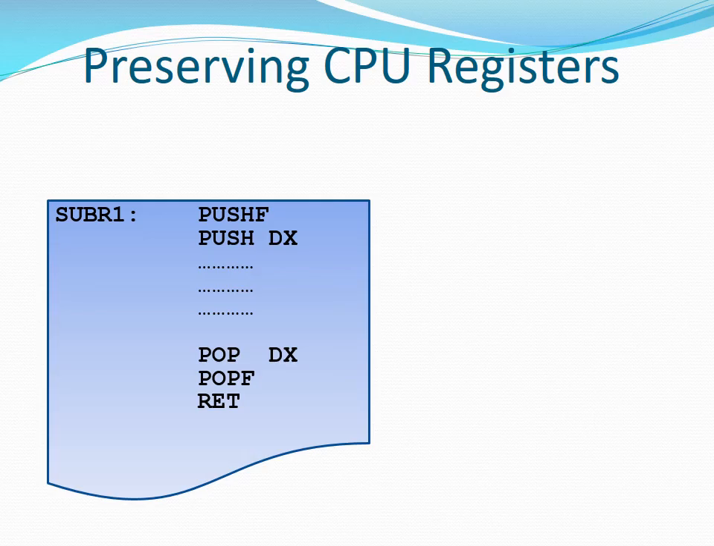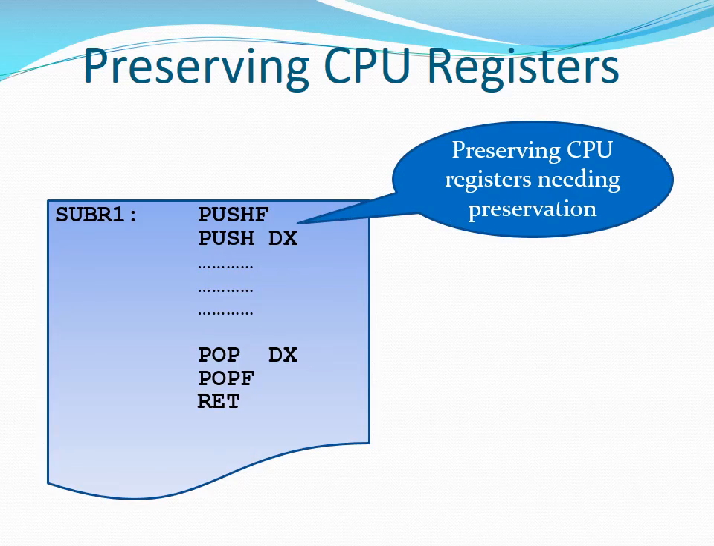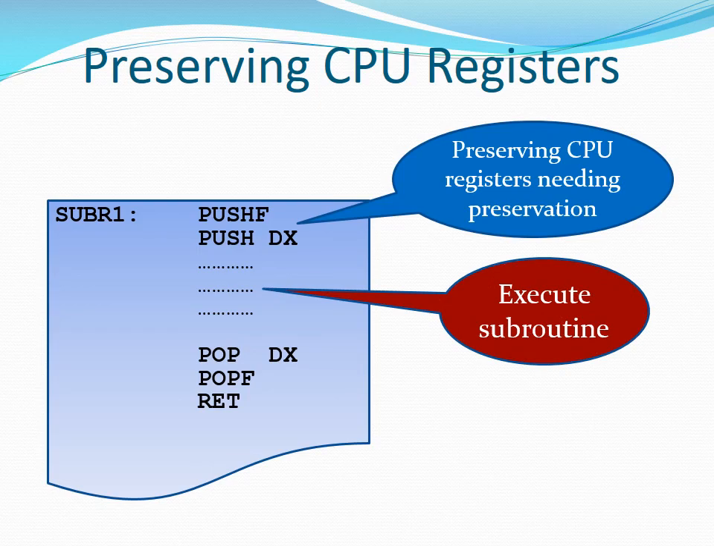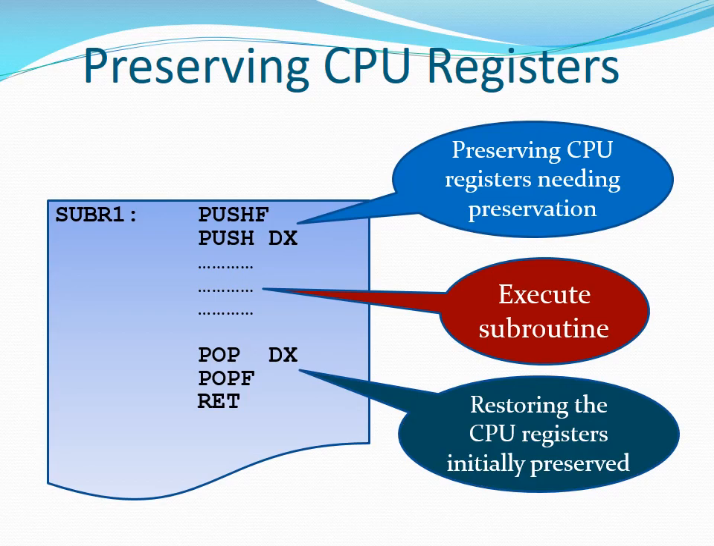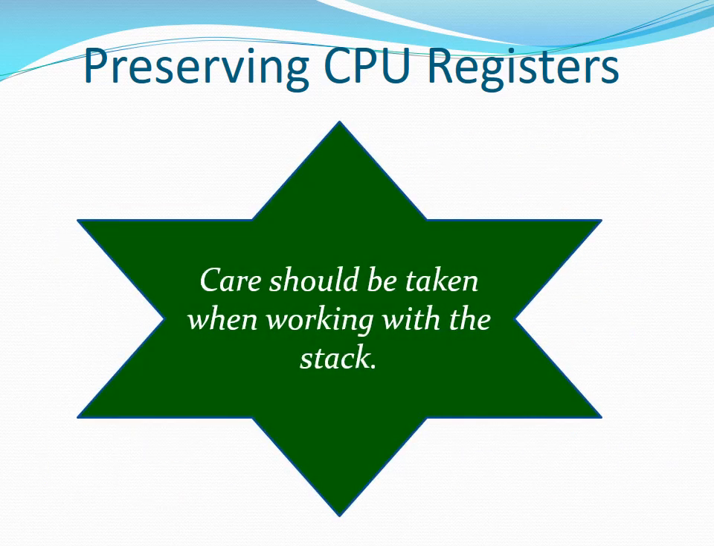In the example illustration, the flags register and DX need to be preserved. To do this, the registers are pushed to the stack on entering the subroutine. Then the instructions in the subroutine are executed, after which the registers are restored by popping them back from the stack. Care should be taken not to change anything on the stack if one has incomplete information about the current contents of the stack. Otherwise, you will disturb the whole system.